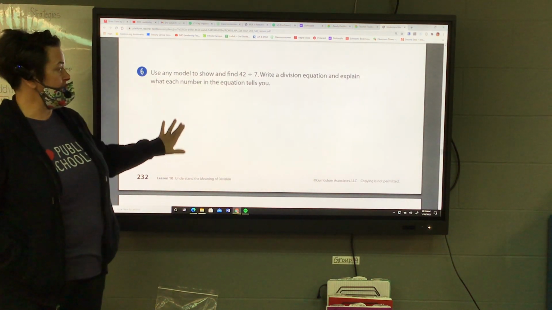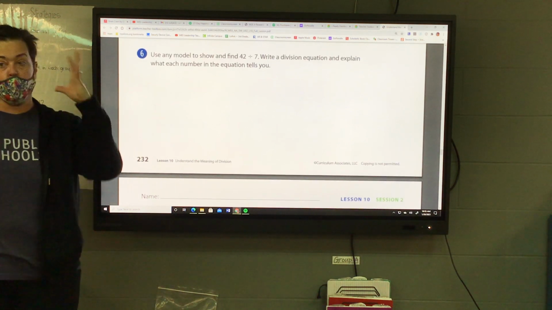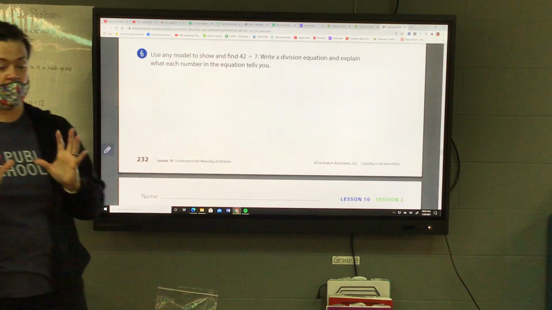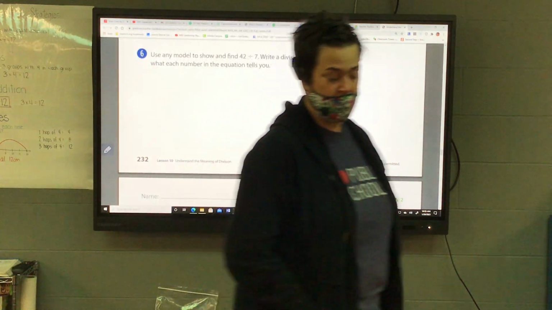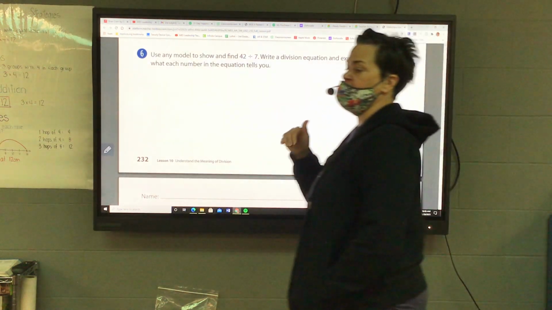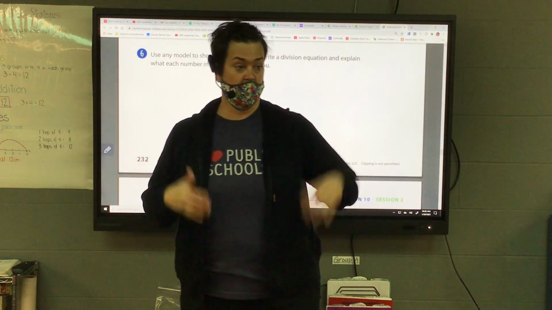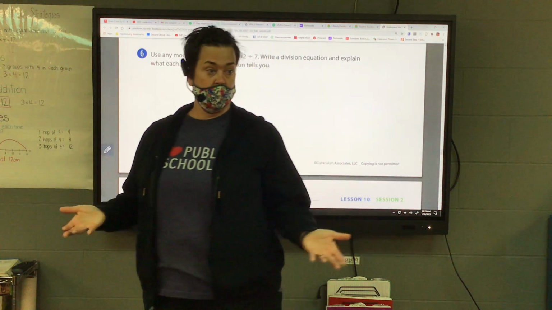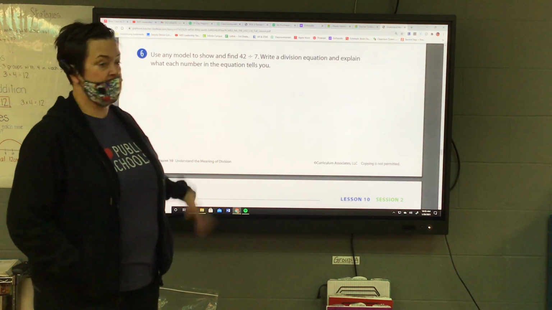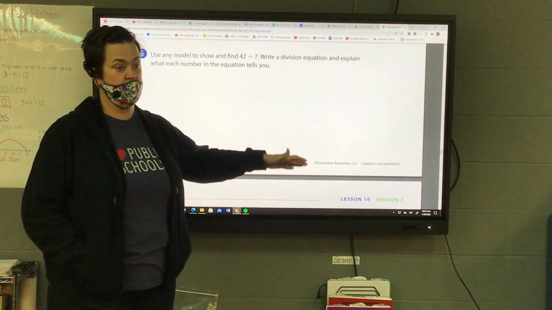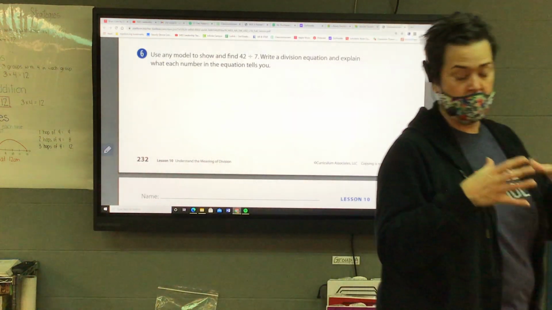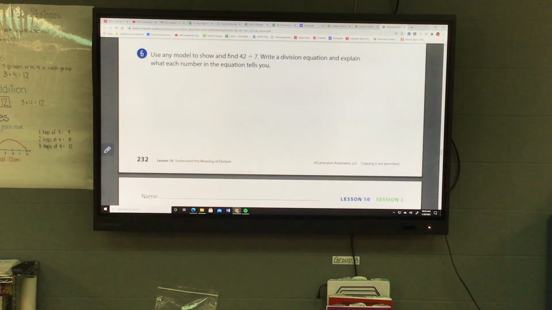Our goal is to have a total of 42. That's how many there are all together. So if you could say, I'm going to put 7 in each group, how many groups do I have? Or if I have 7 groups, how many are in each group? We're still trying to solve for that unknown number.